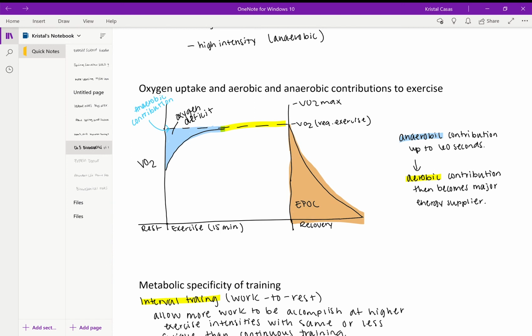Oxygen uptake and aerobic and anaerobic contributions to exercise. This is just similar to what we've seen in the book. Anaerobic is the very first source of energy for up to 60 seconds, and then it will be transferred to aerobic contribution as the major energy supplier.